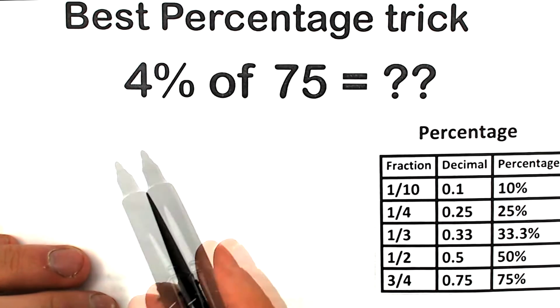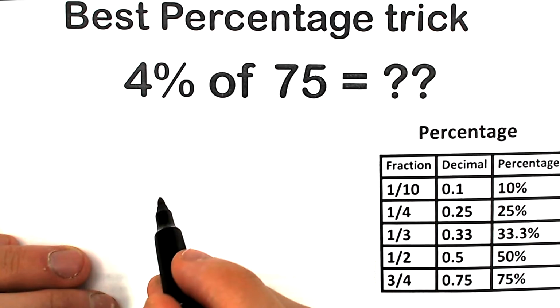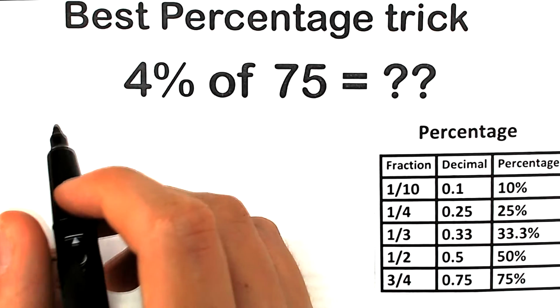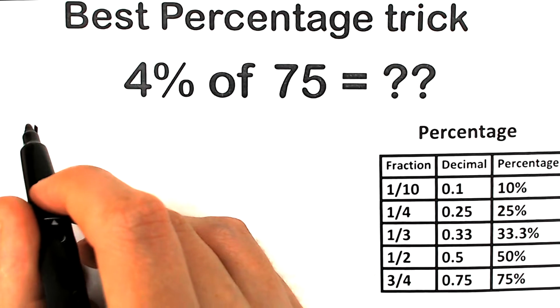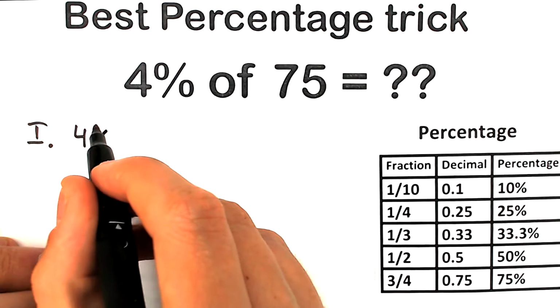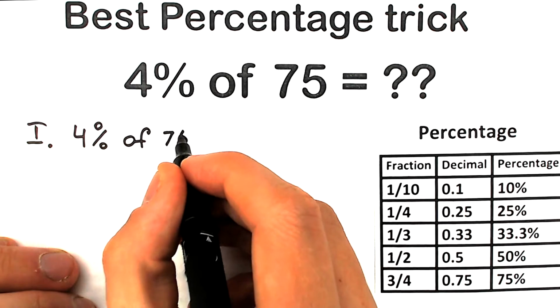A lot of students are confused about this challenge. A lot of students don't know how to find 4% of 75, and in this video I'm going to fully explain this trick. First of all, let's rewrite this challenge right here. So we have the first step. Let's rewrite our challenge. So 4% of 75. This is our first trick.